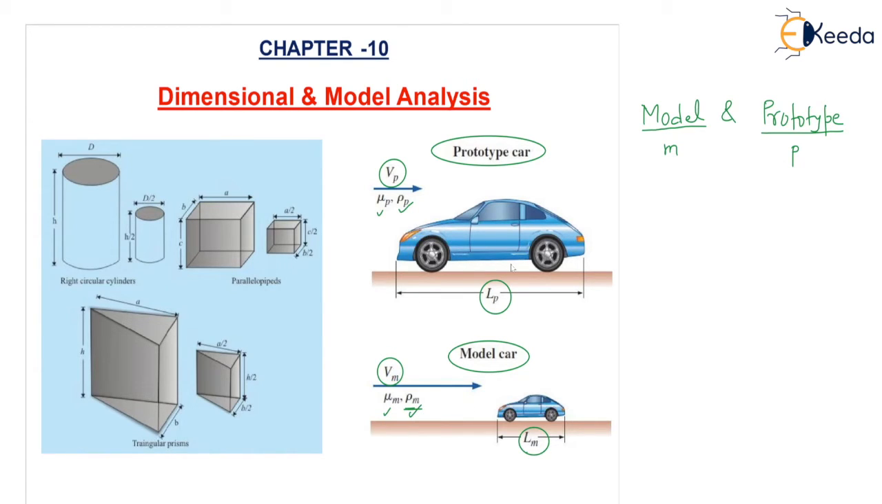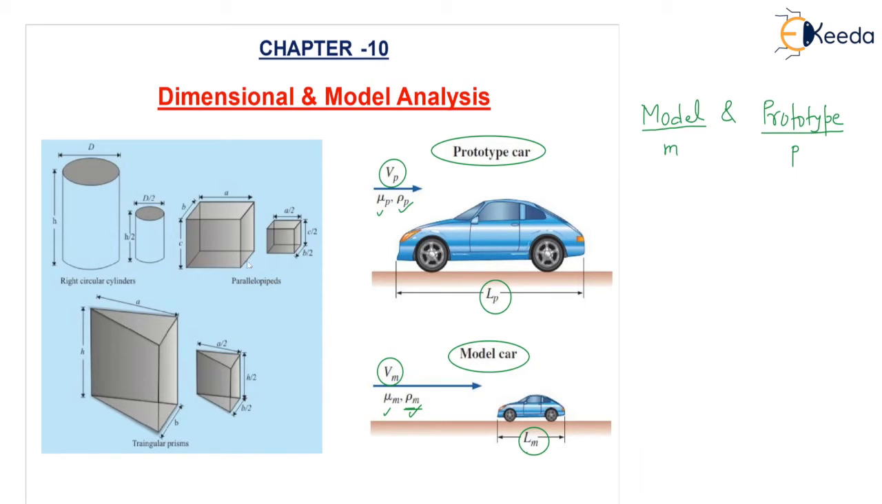All the parameters which we see over the prototype car are given by the suffix p, whereas for the model we write m after the parameters like velocity or length. This is just an example of how to write the parameters for prototype and model, and we also got to know that for a car the model is small in size. This is just for our convenience.